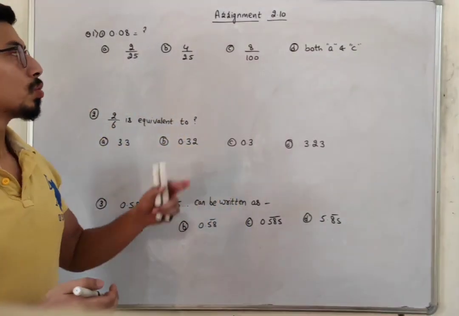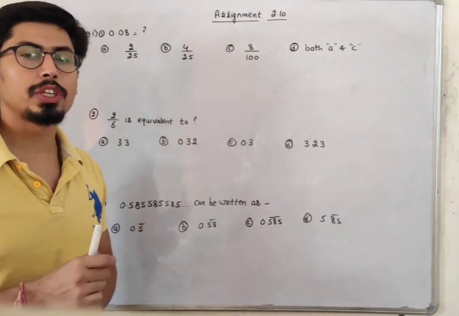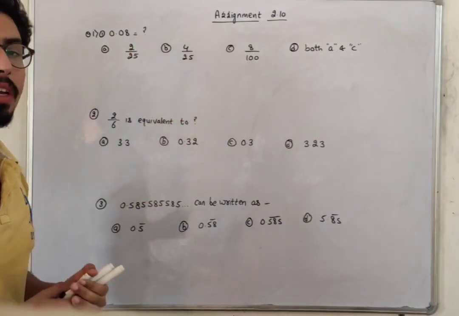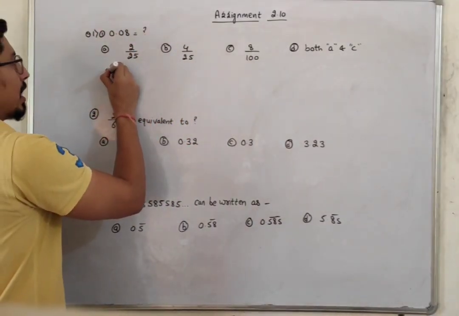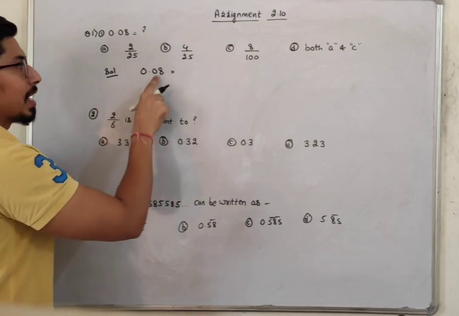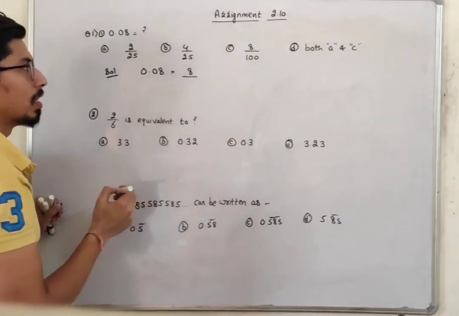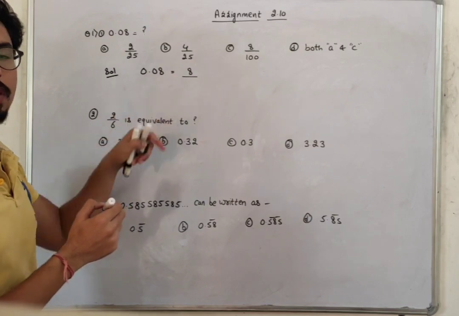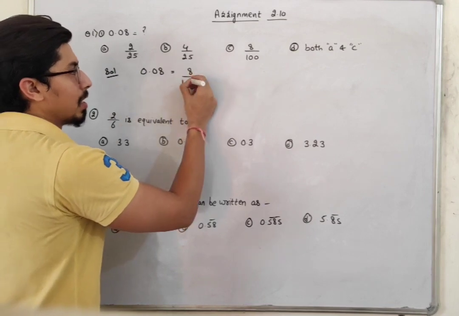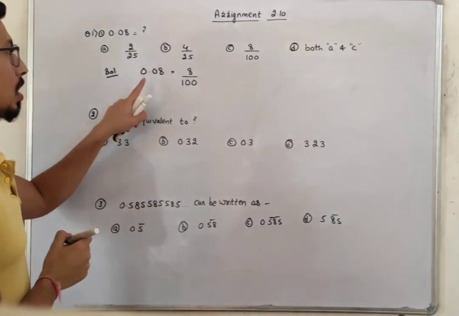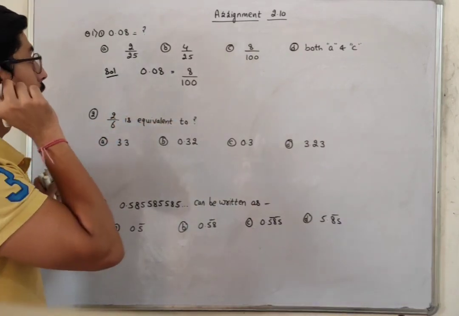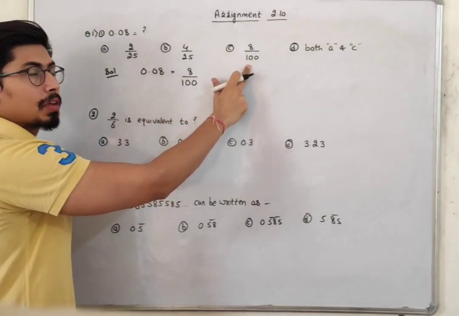Okay, students. So, students, question number one is: 0.08 is equivalent to which among these? Okay. See, students, if I take 0.08, I can write it as 8 upon. See, students, after the decimal there are two digits. So if I remove this decimal, I have to place 100 in the denominator, because after the decimal there are two places. So yes, 8 by 100 is option C.